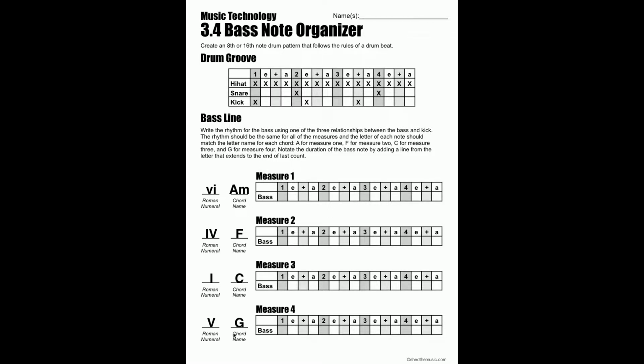The chord progression is written here for you. It is a 6-4-1-5 chord progression in the key of C. And in the key of C, the 6th chord is A minor, the 4 is F, the 1 is C, and the 5 is G.